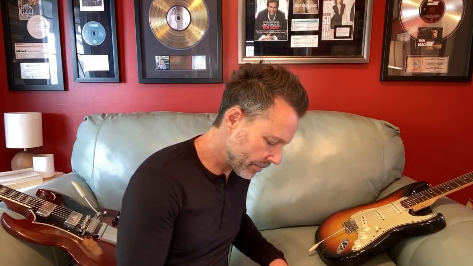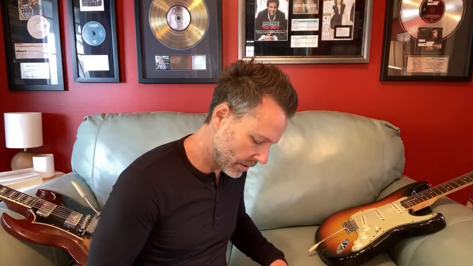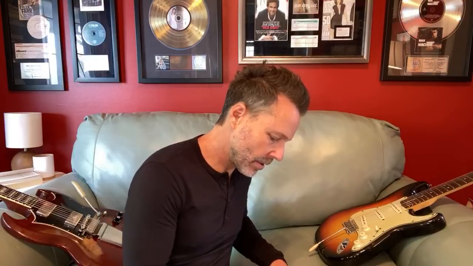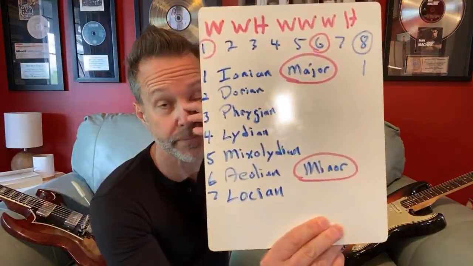Lydian, Mixolydian. Okay, from the 6 to the 6 is the Aeolian, and that's also known as the minor scale. And the last one is Locrian. So you can take a snapshot of this right now, okay?